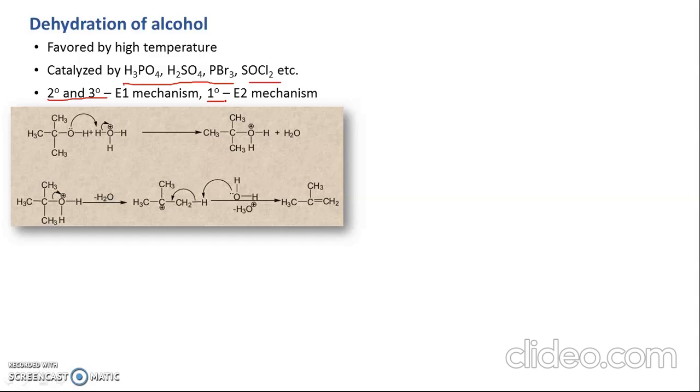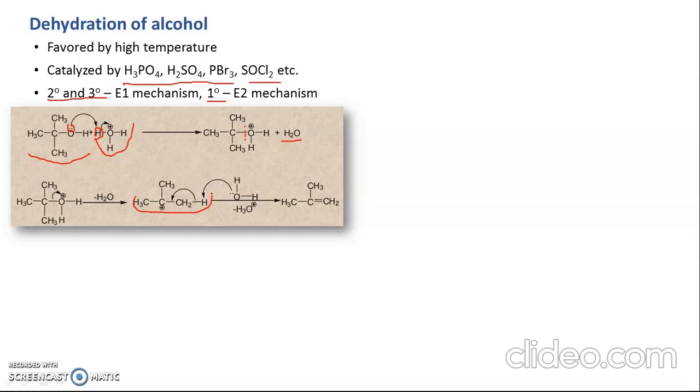Okay. Now why for 2 degree and 3 degree E1? Because of the stability of the carbocation, which is not possible in case of 1 degree. So this molecule is tertiary butyl alcohol. First you can see the water molecule, it is in protonated form. So the lone pair over oxygen is taking one of the protons. You are getting a neutral water molecule. Now this C-O bond will be removed and you will get a carbocation intermediate.